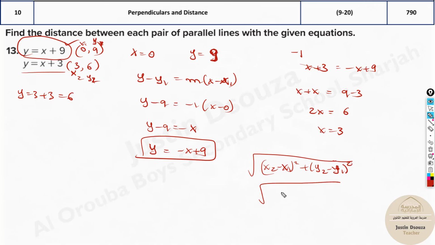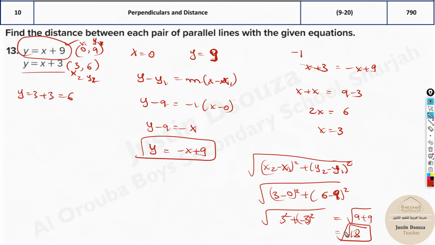Substituted over here. It is x2 is 3 minus 0 whole square plus y2 is 6 minus 9 the whole square. Now here the answer will be 3 square, that's 9, plus 6 minus 9 is minus 3, the whole square, it will still be 9 only. I don't know why I wrote that 3, y1 is 9. Now it will be 9 plus 9, that is root of 18 is the answer. That's the correct answer. Let's check the answer. That's it.